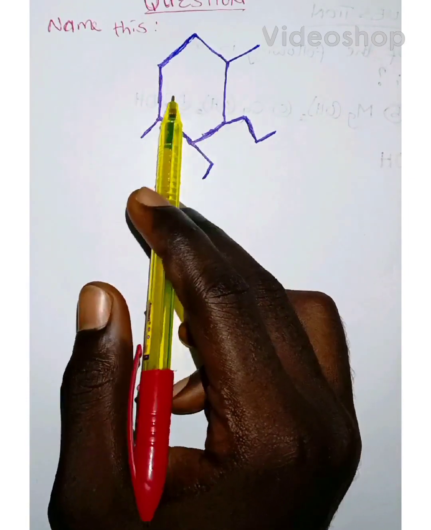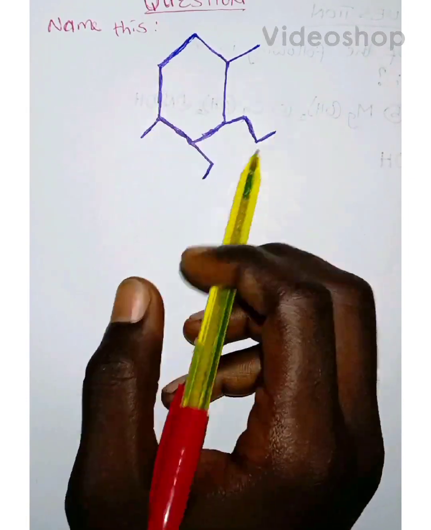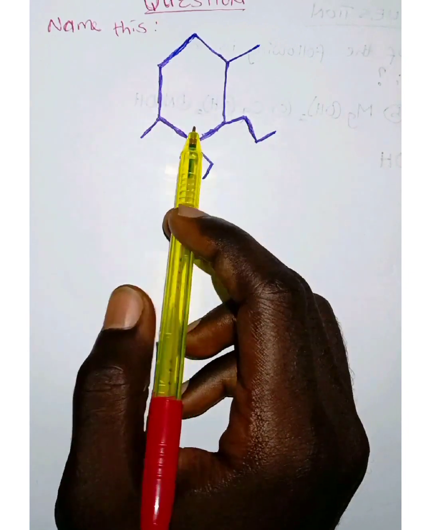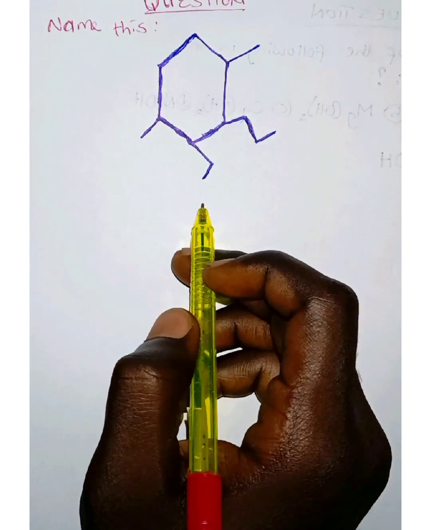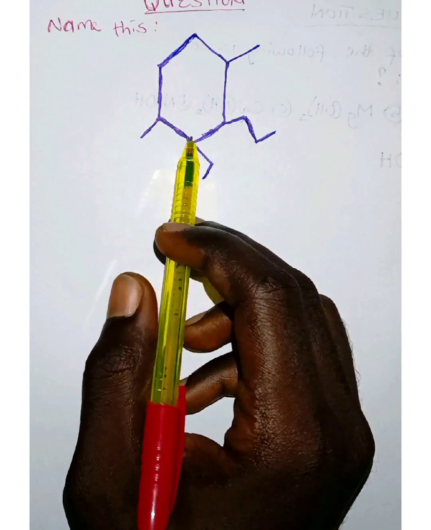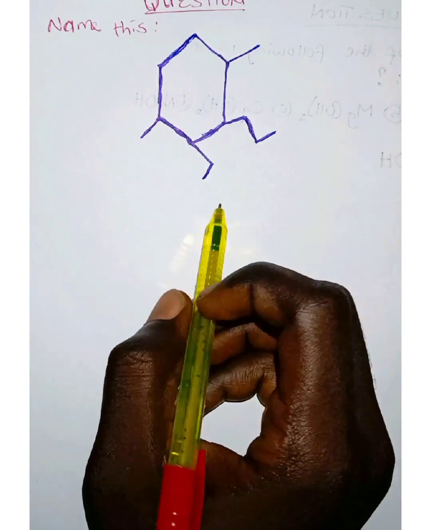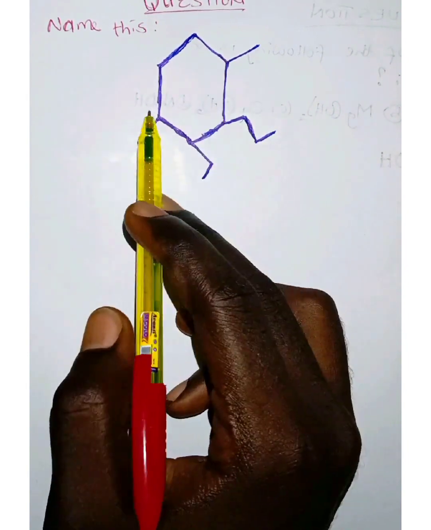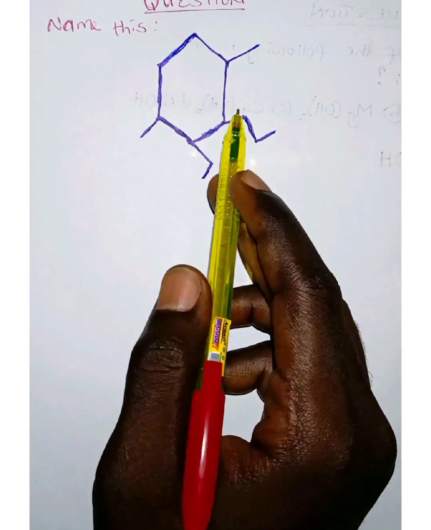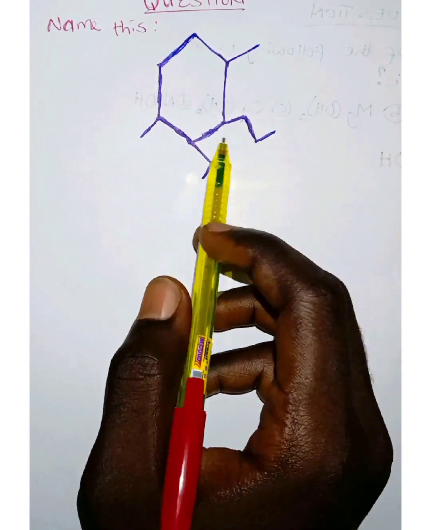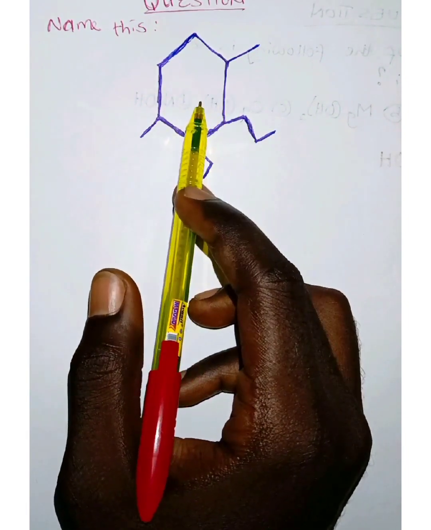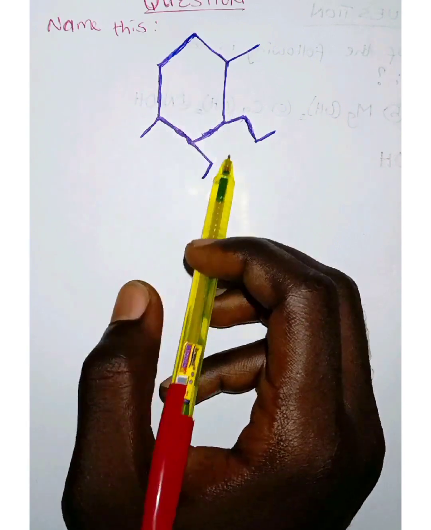Hello guys, we have a problem and it is to name this compound. First of all, if you think you can name it before we forge ahead, you can pause the video and try it out. Now, this compound is an organic compound and it is the skeletal structural formula of the given organic compound.